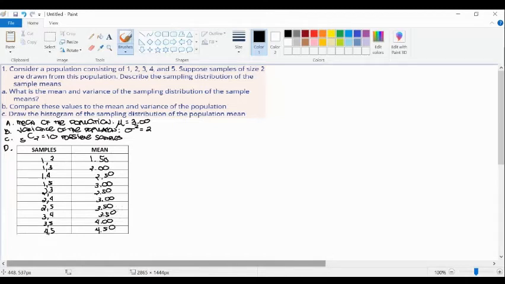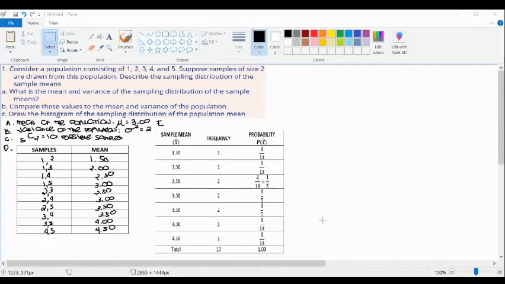So next, we're going to construct the sampling distribution of the sample mean. So how do we do that? We do the frequency table and the probability distribution. We have the following sample means, arranged in ascending order. So we have 1.5 or 1.50, 2, 2.50, 3, 3.50, 4, and 4.50.